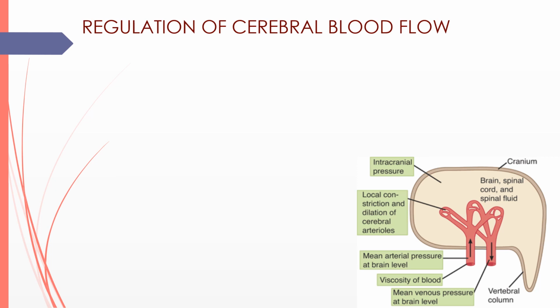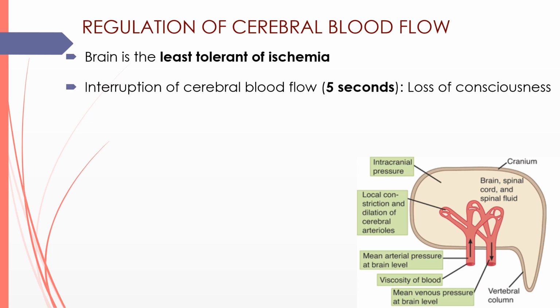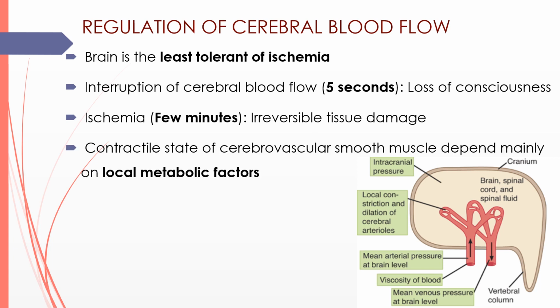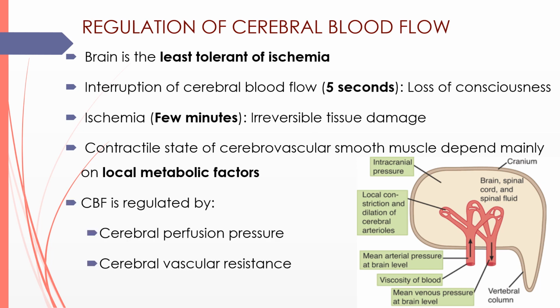Regulation of cerebral blood flow. The brain is the least tolerant of ischemia. Interruption of the cerebral blood flow, even for 5 seconds, can cause loss of consciousness, and for a few minutes it can cause irreversible brain damage, ischemia. The contractile state of the cerebrovascular smooth muscle depends mainly on local metabolic factors. Cerebral blood flow is maintained by perfusion pressure and also the vascular resistance.